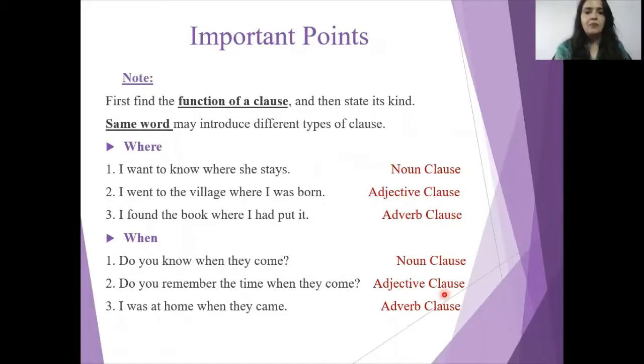Now I have prepared some important points for you so that you can easily understand. In the beginning I told you, children, that like where, when, why, that, these are the conjunctions that can be used in a noun clause, adjective clause, adverb clause, anywhere. So don't be confused, they are used in any of the clauses.